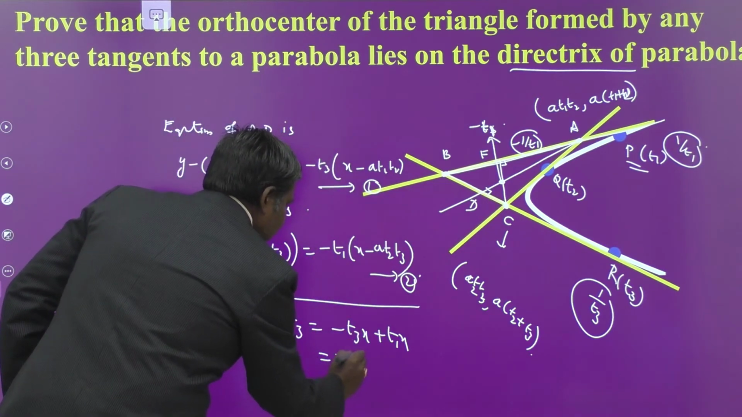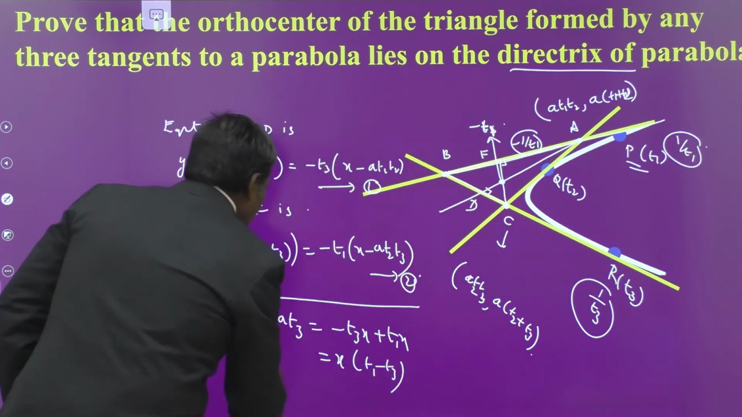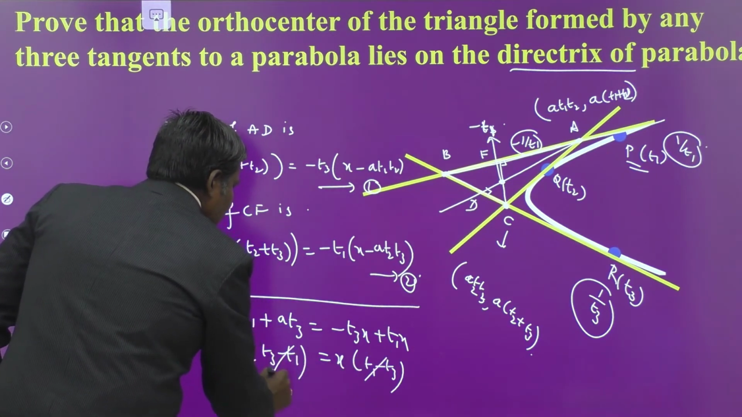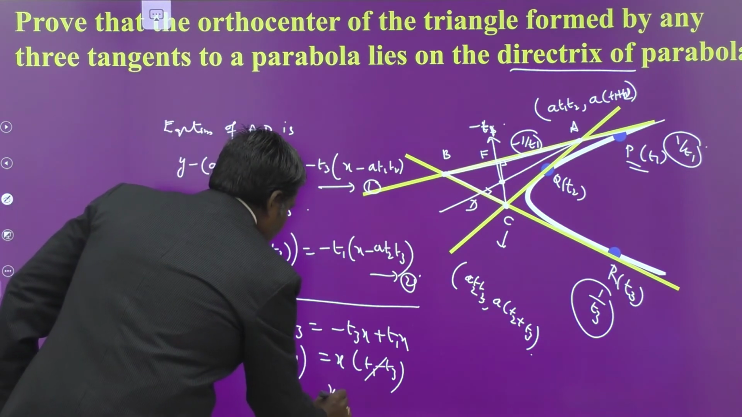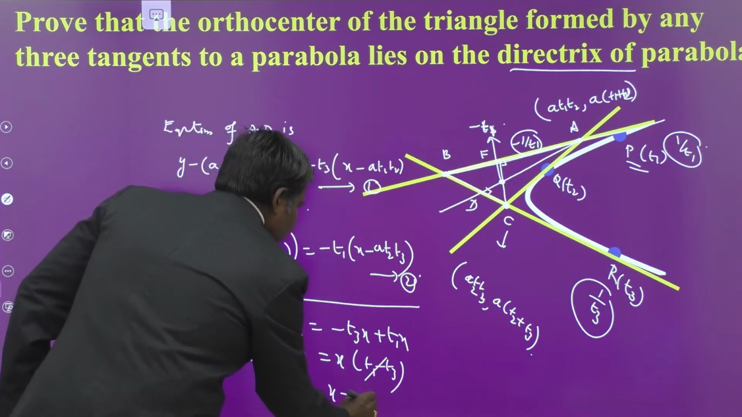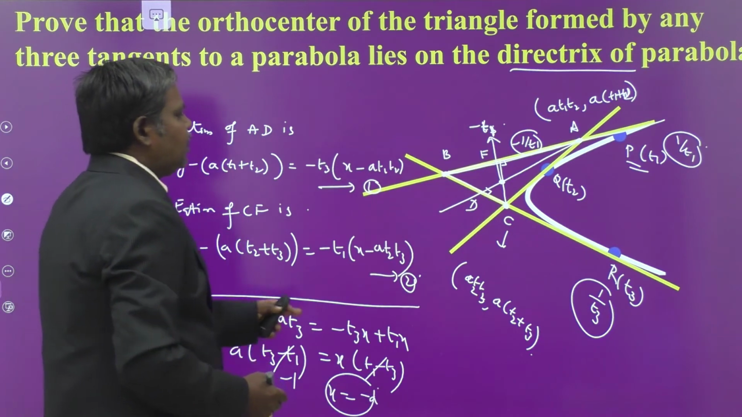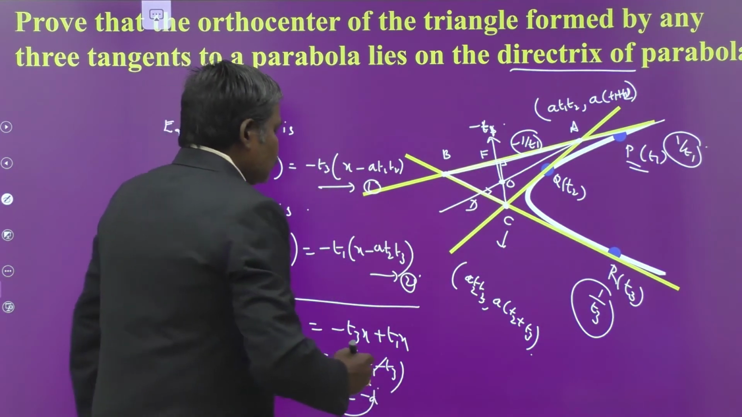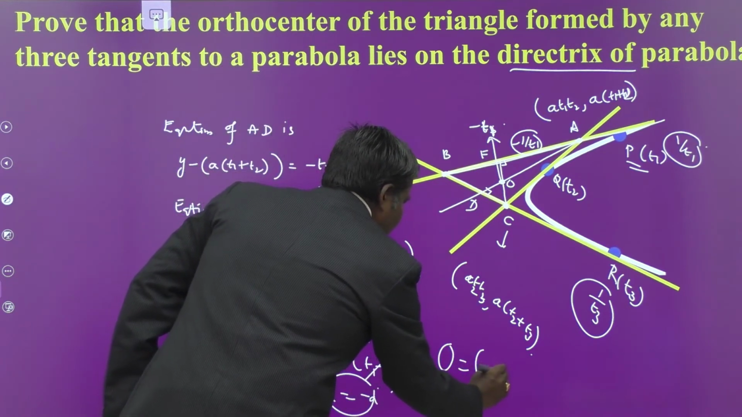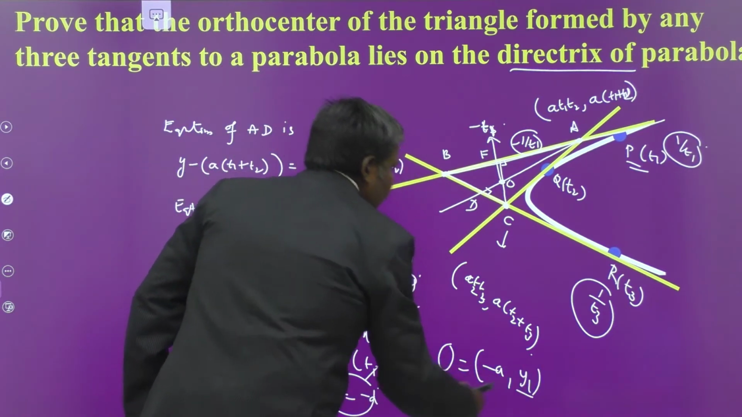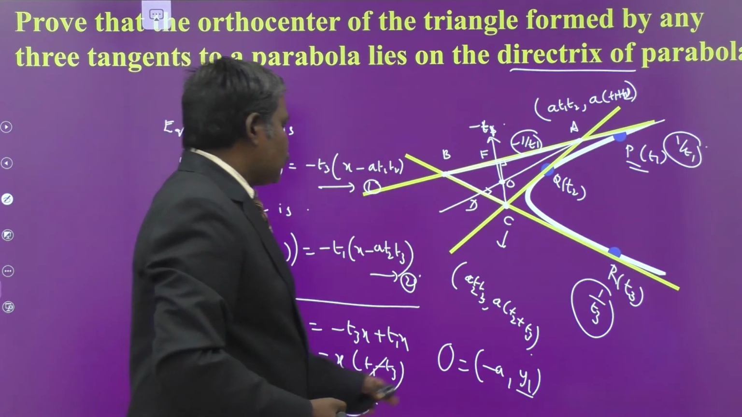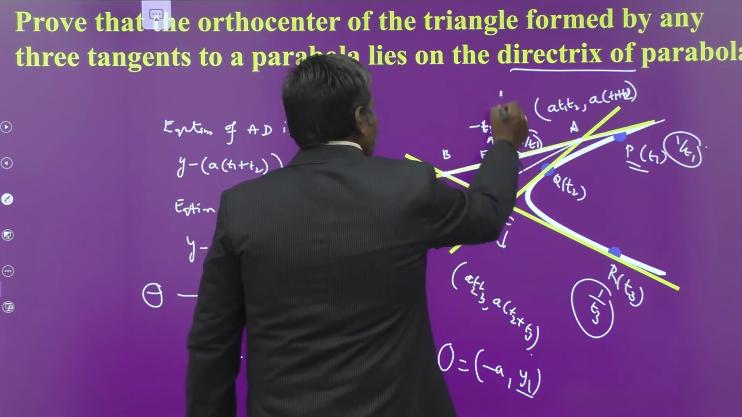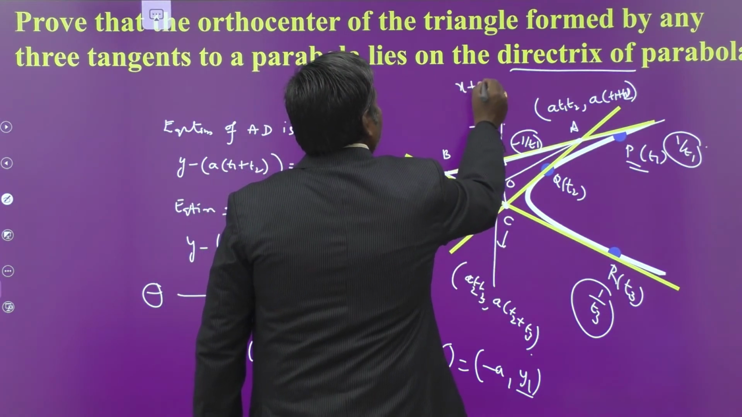So we have x times (T1 minus T3) equals A times (T3 minus T1). So this cancels out as minus 1 times. Therefore the x coordinate is what? Minus A. So the x coordinate of the orthocenter is minus A. So the orthocenter may be of the form (minus A, some y1). No need to find the y coordinate of the orthocenter. Just having obtained the x coordinate as minus A, what is our directrix? The equation of the directrix is x plus A equal to 0.